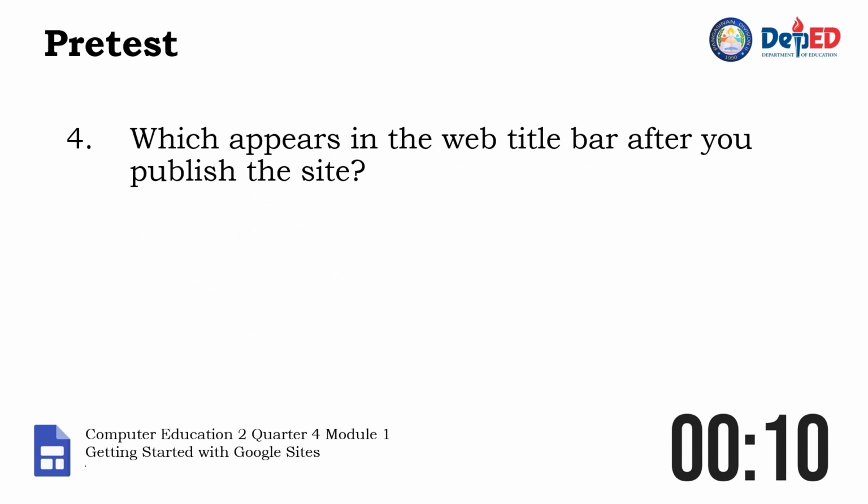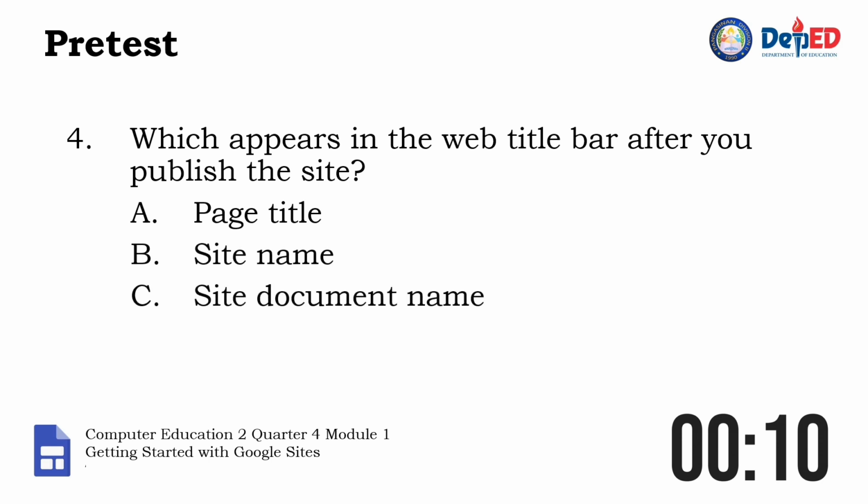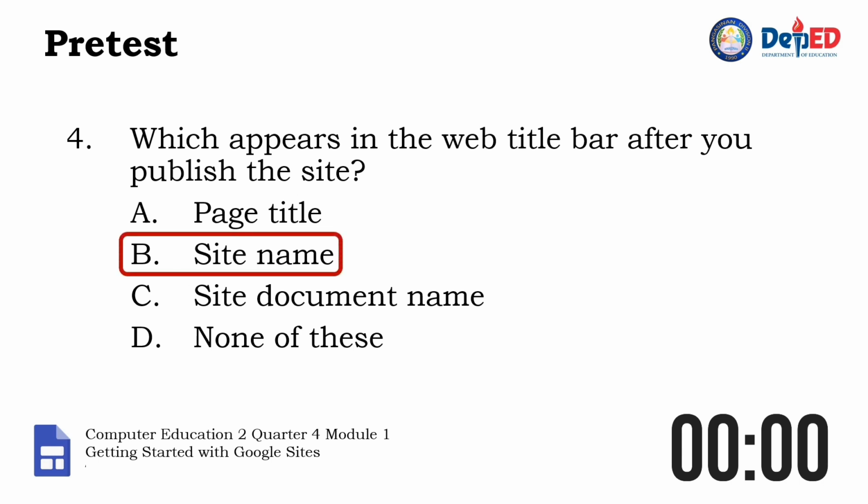4. Which appears in the web title bar after you publish the site? A. Page title. B. Site name. C. Site document name. D. None of these. If your answer is B, then you are correct.